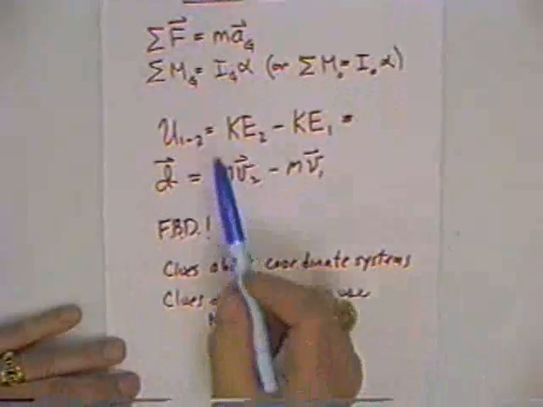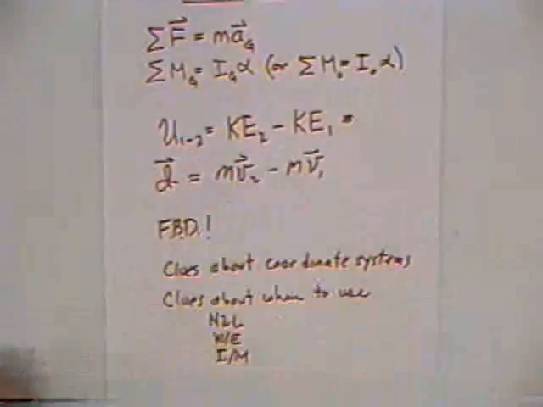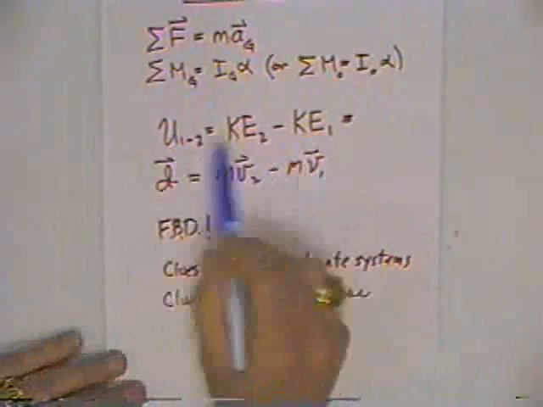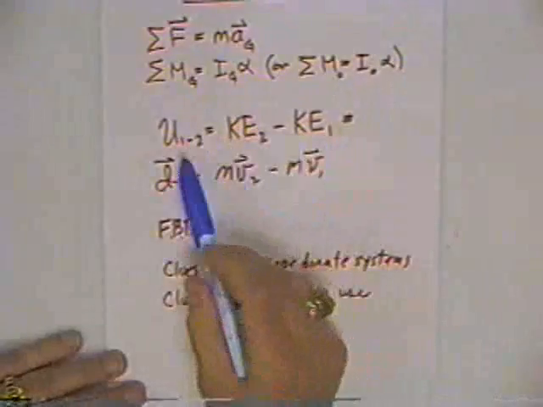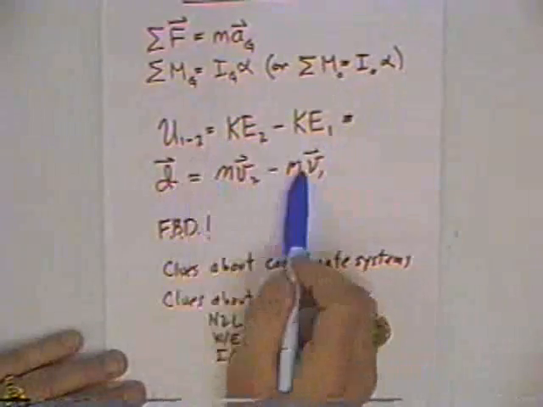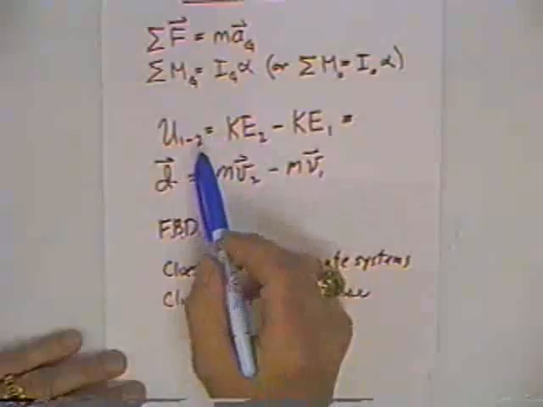We also looked at 2 other methods. I'm emphasizing here that one of them is a scalar method, work energy, no vector signs there, and one of them is a vector method, impulse momentum.